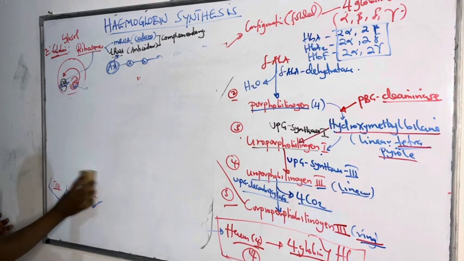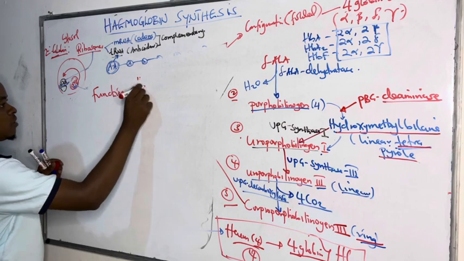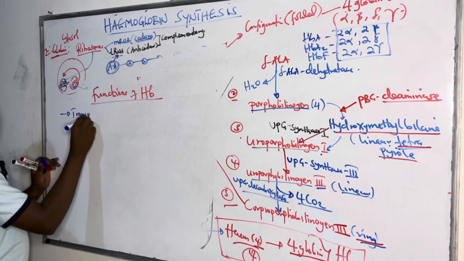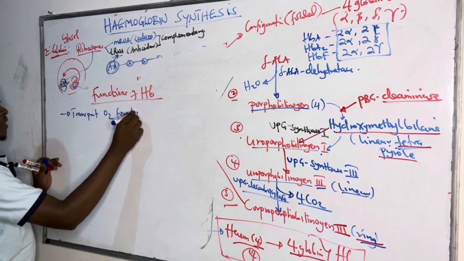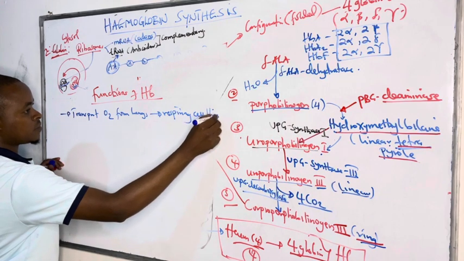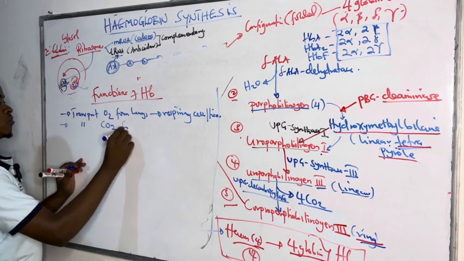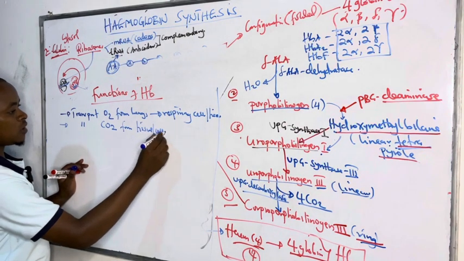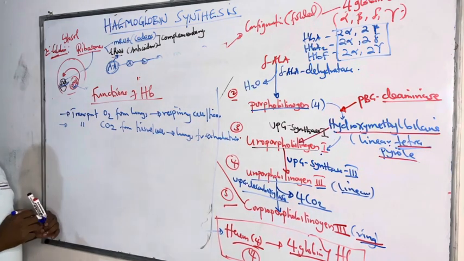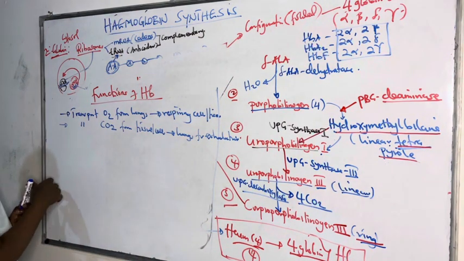This hemoglobin plays a very pivotal role in the body, so look at the functions of the hemoglobin which we have formed. Number 1, they are responsible for transport of oxygen from lungs to respiring tissues or respiring cells. That is one of the functions. Another function is that they transport carbon dioxide from respiring tissues or cells to the lungs for exhalation. So whenever you want to breathe out carbon dioxide, it is the hemoglobin that brings the carbon dioxide and also takes the oxygen.